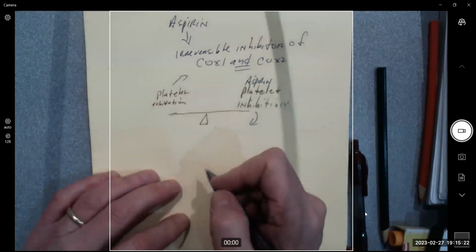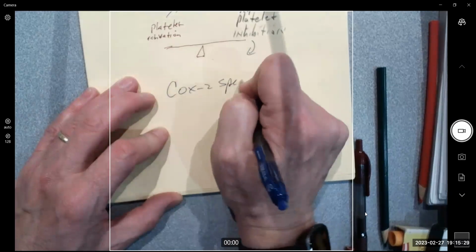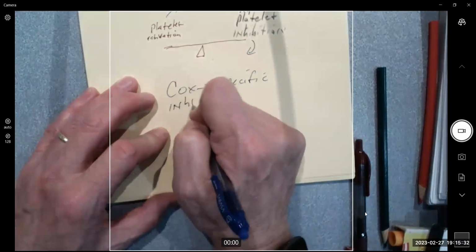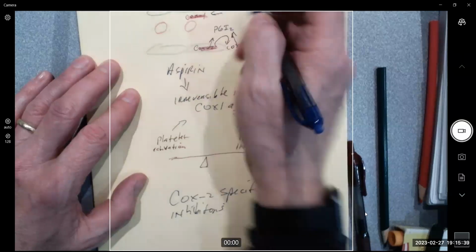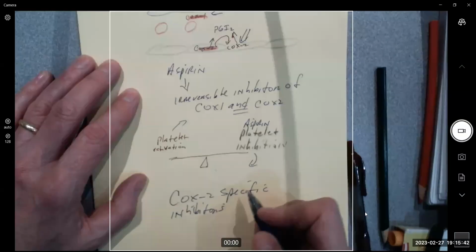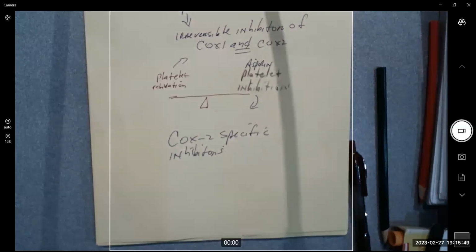Now, what if we use these drugs that are COX-2 specific inhibitors? Now what happens? They do not inhibit this one, but they do inhibit this one. Now what do we do to that teeter-totter? Now the teeter-totter goes this way. That's why the COX-2 specific inhibitors have been linked to higher risk of stroke and heart attack. That's why most of them have been pulled from the market, with the exception of celecoxib, otherwise known as Celebrex. You understand?